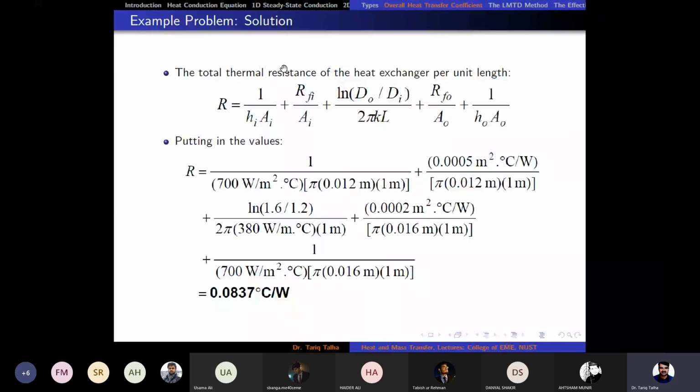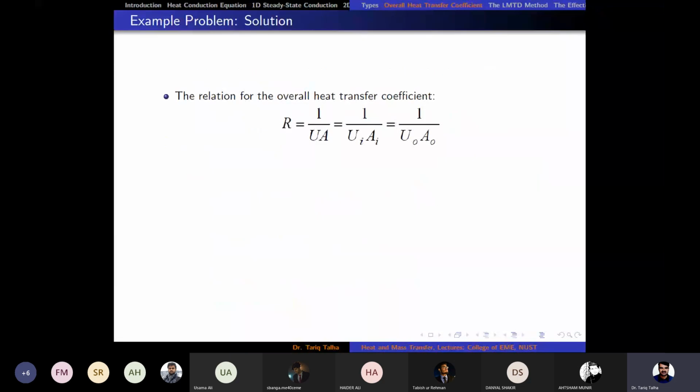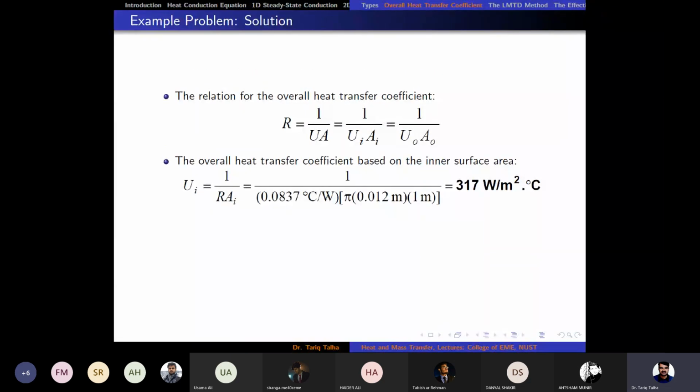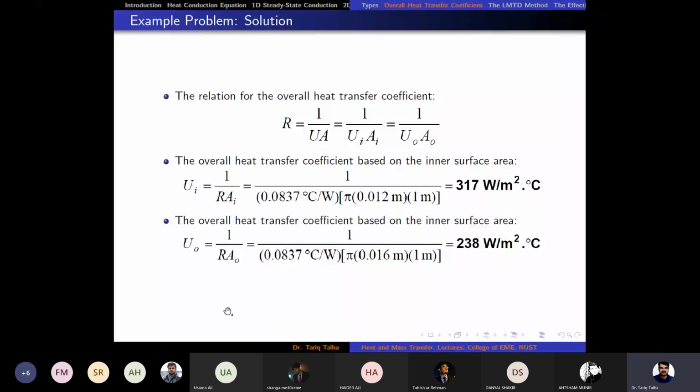One thing you can do here is neglect these two fouling factor terms and then calculate the value of R. You can see that here it is 0.0837. In that case maybe it would be around 0.05, or maybe 0.06, depending upon the value of Rfi. So it means that by considering the fouling factor, the total resistance always increases. So we can calculate Ui, and then also U outer.